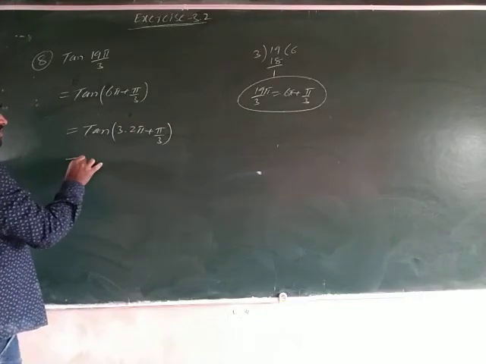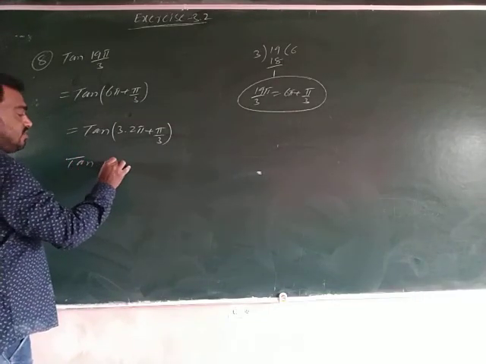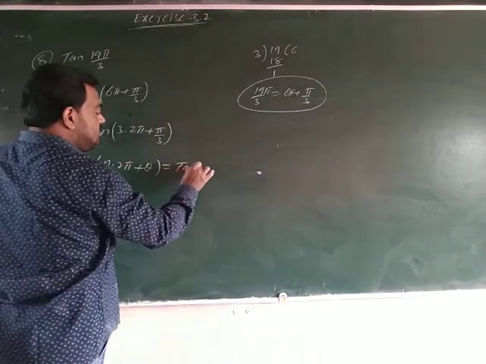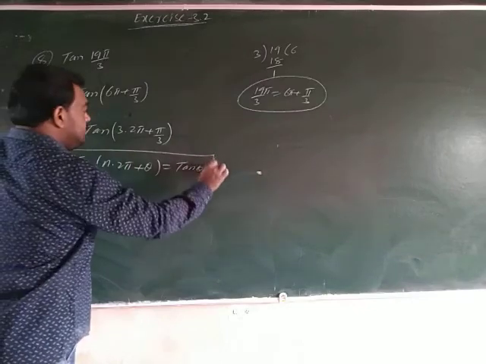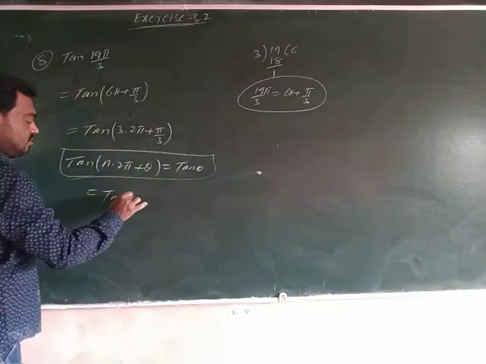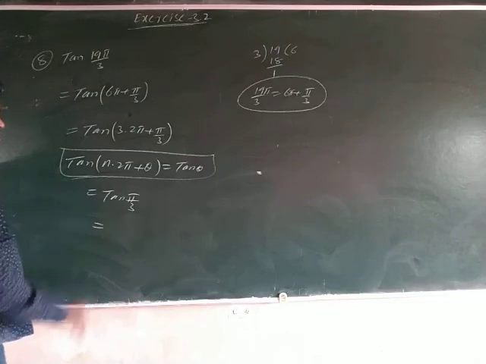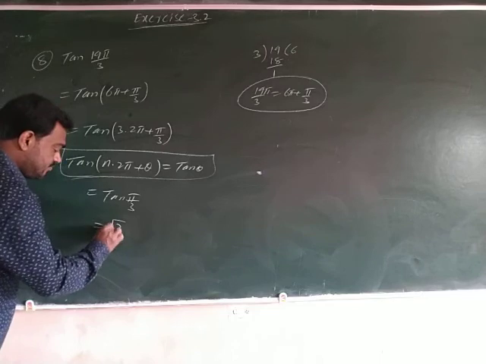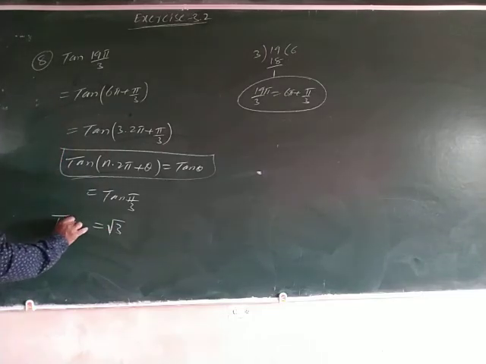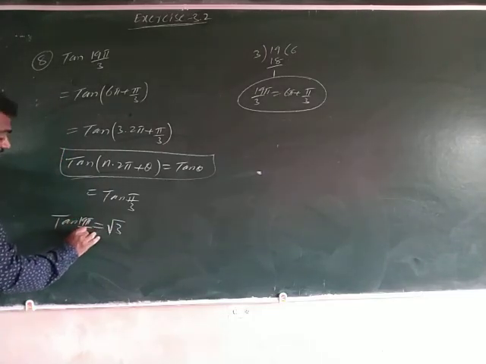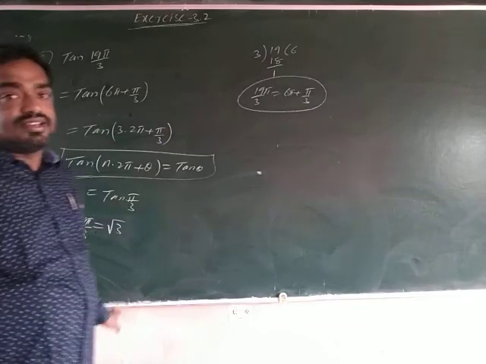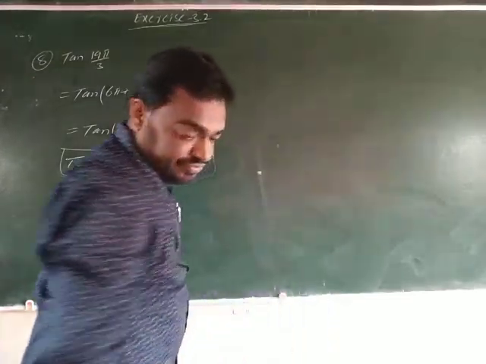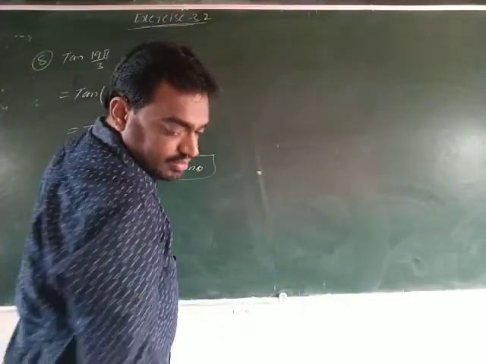It is in the form of tan of n into 2 pi, otherwise 2n pi plus theta, is equal to tan theta. So from this formula, this is equal to tan pi by 3. Pi by 3 equals 60 degrees. Tan 60 value is root 3. So tan 19 pi by 3 value is root 3, that is the answer. Okay. Next, question number 9.